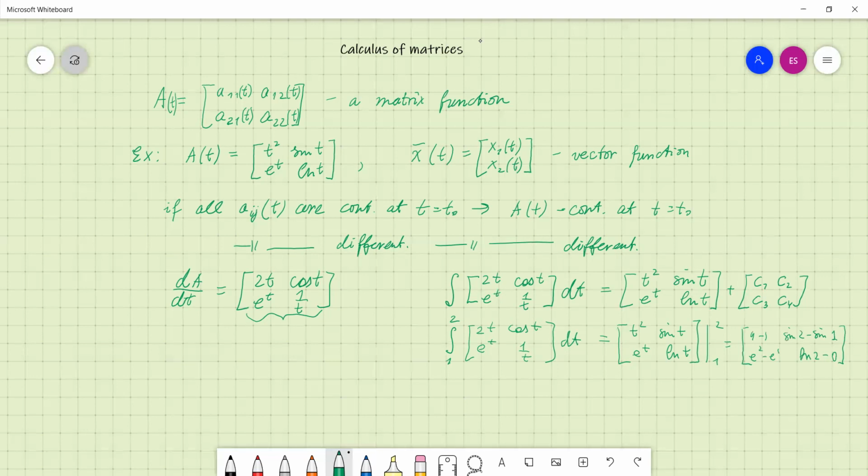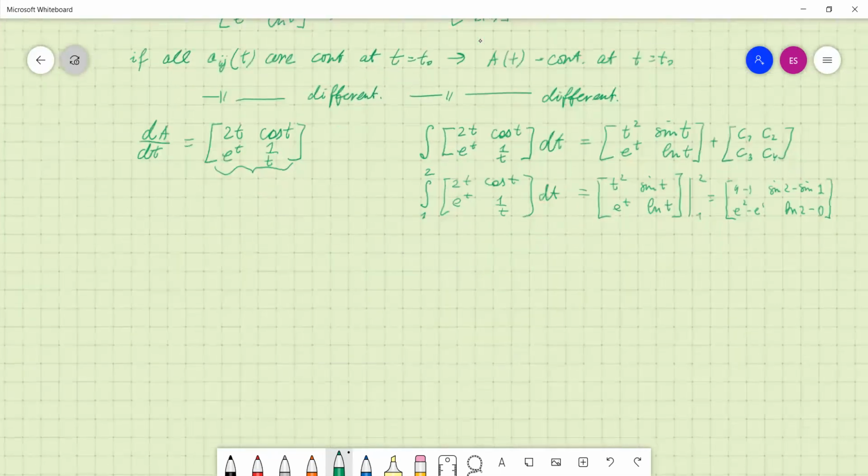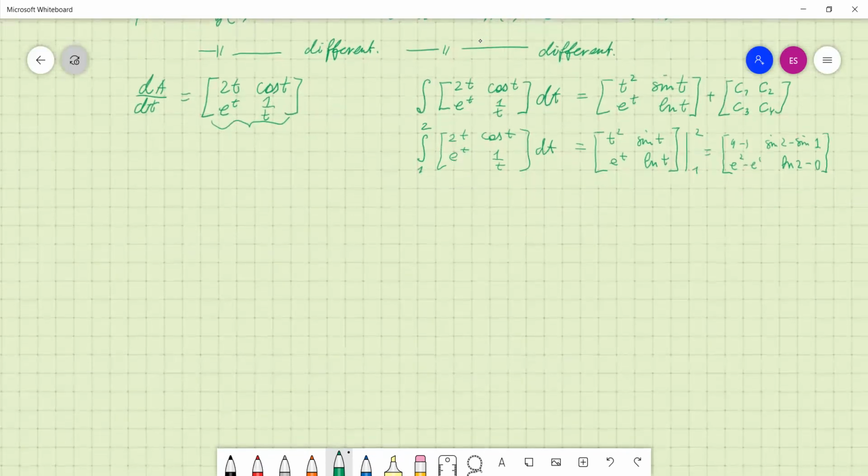Okay, so what other things do we need to know about matrices? Well, we can apply differentiation rules to matrices as we do for functions. Let me scroll this up a little bit, and I'm going to write down the differentiation rules.